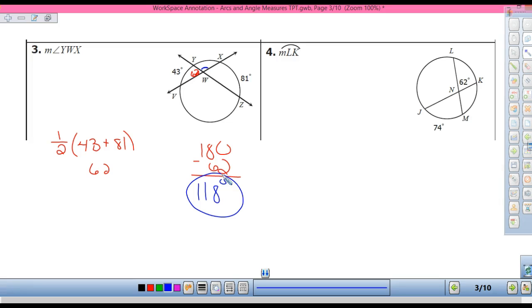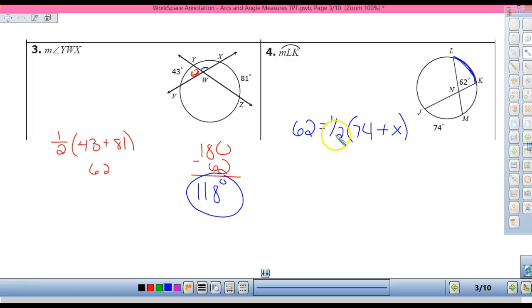All right, now we're looking for an arc. We're looking for this guy right here. So let's plug it into our formula. The angle, which is 62, equals, what's my formula? 1/2 times 74 plus x, because we don't know what that is. But remember, it's not 74x, it's 74 plus x.